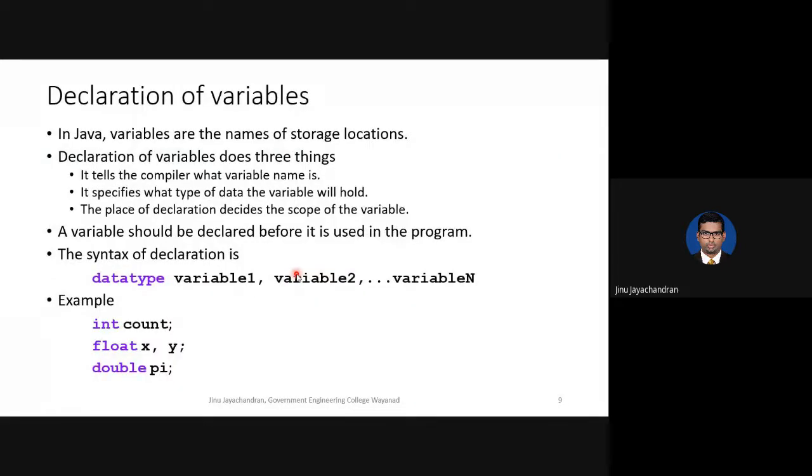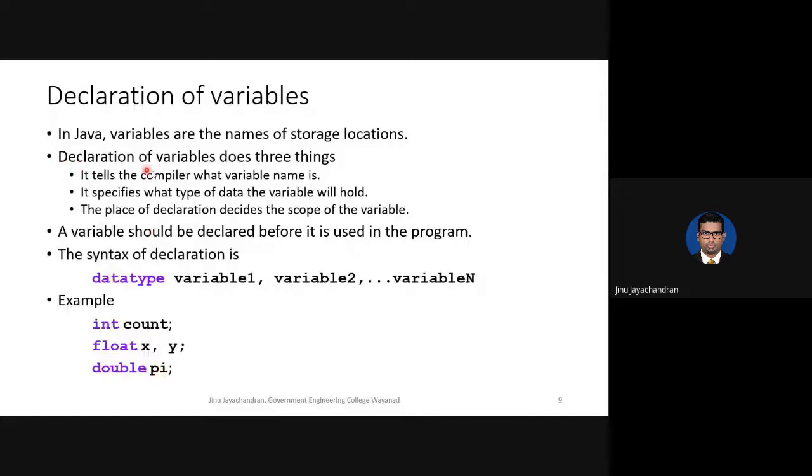Now, when you declare a variable in C++, we have seen that you will do something like data type space variable name. Exactly the same in Java. The syntax is you say the data type, space, the variable name. If you have multiple variables of the same data type, you can put a comma and then say the second variable name and go on. For example, int count means count is a variable whose data type is int. Float is a data type which is used for variables x and y. Double is another data type and it is for pi.